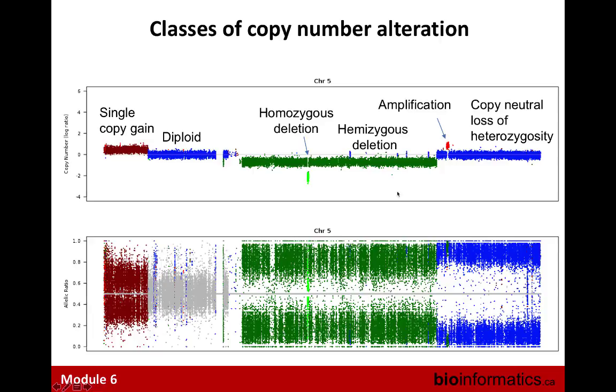A loss is the section in green. Do you guys see green or black? Yeah. So you can see that you also have a shift away from heterozygosity. And here we have another example of copy-neutral loss of heterozygosity, where you see two copies of the genome, but absolutely a complete lack of heterozygosity. And we also see a homozygous deletion, where this small region is completely lost.